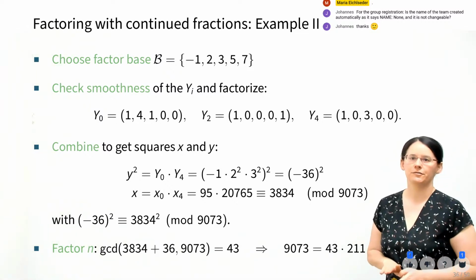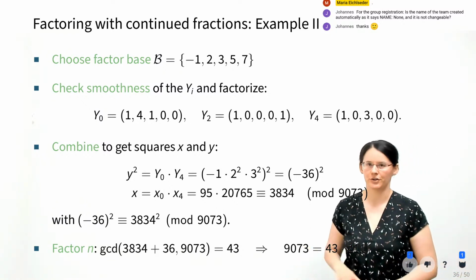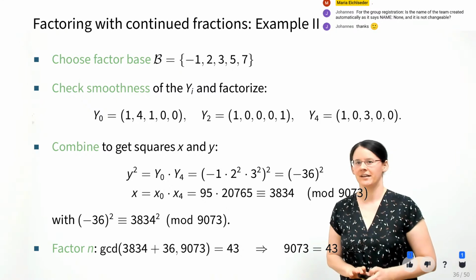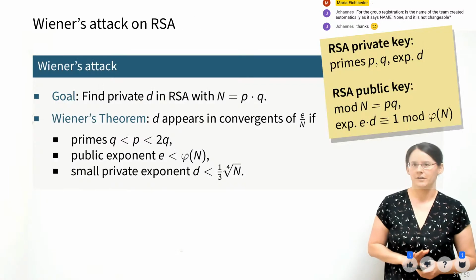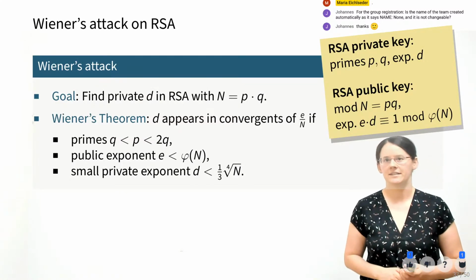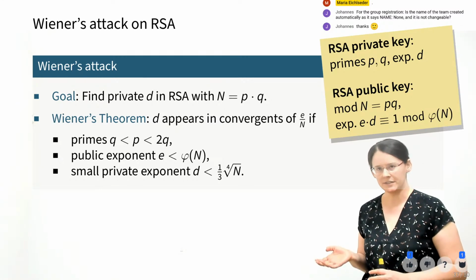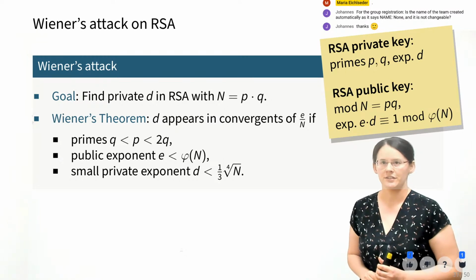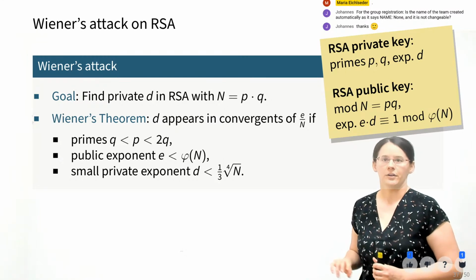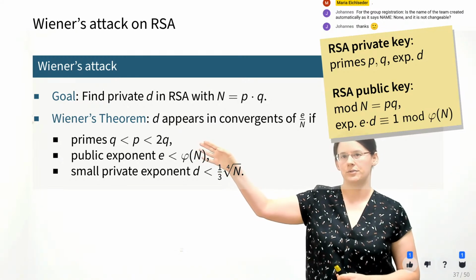And I want to use the last few minutes for a special trick that also works in RSA, but is not actually a factoring algorithm in itself, but it also uses continued fractions. And this is Wiener's attack. It works only under some conditions, but if it works, it's very, very fast. And the condition is the following. It works if the numbers p and q are reasonably close together.